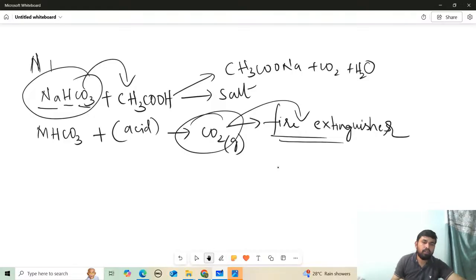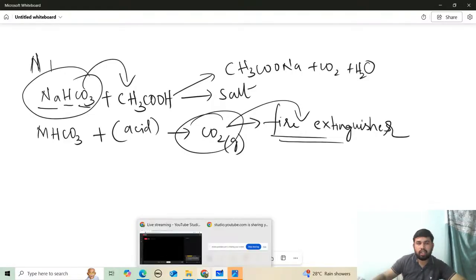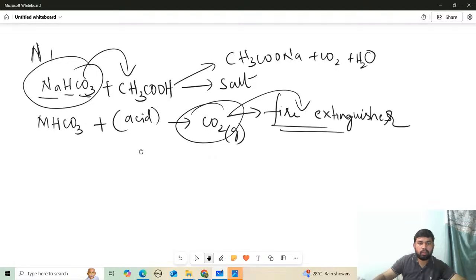One more important thing we forgot to explain is the preparation of baking powder. This baking soda is also used in the preparation of baking powder.